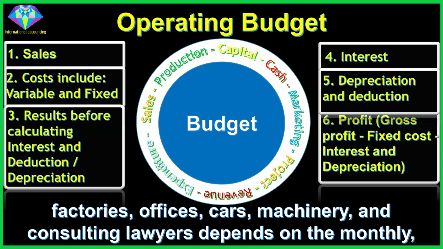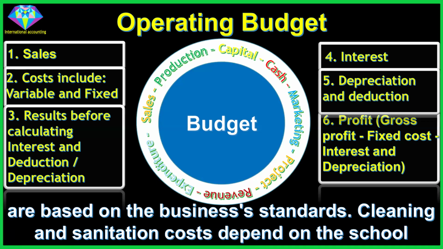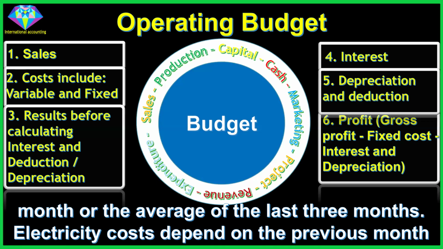Rent for factories, offices, cars, machinery, and consulting lawyers depends on the monthly, quarterly, and annual rental contracts. Office supplies, personal phones, and telephone costs are based on the business's standards. Cleaning and sanitation costs depend on the previous month or the average of the last 3 months.